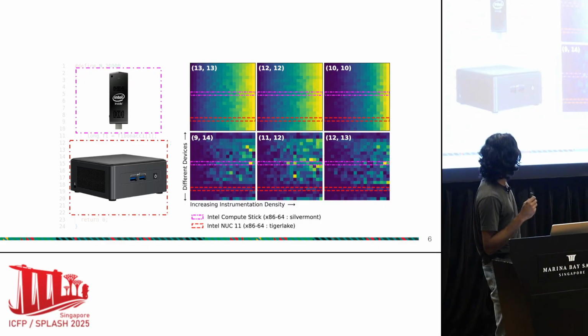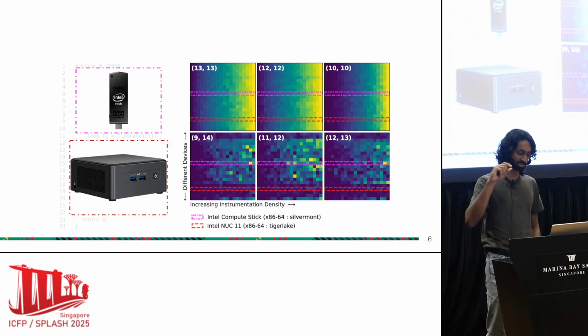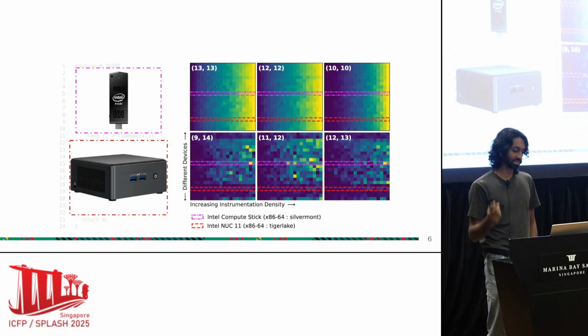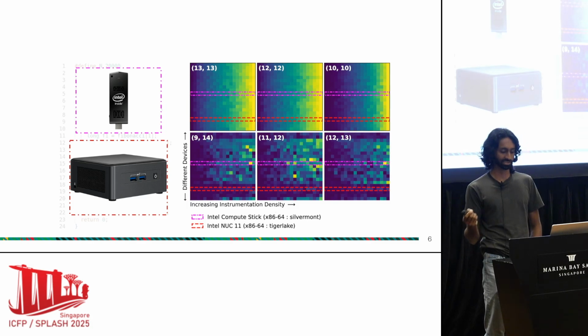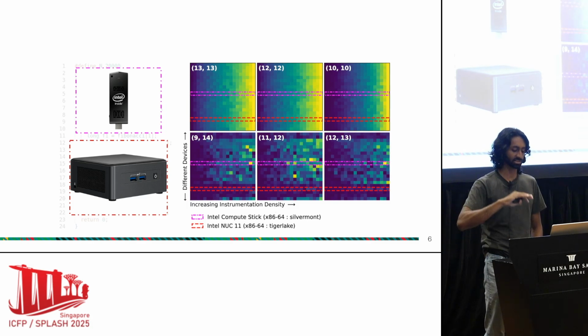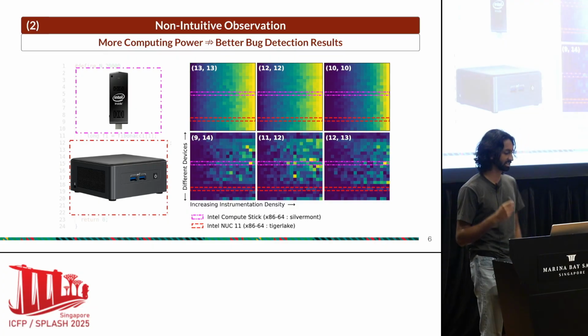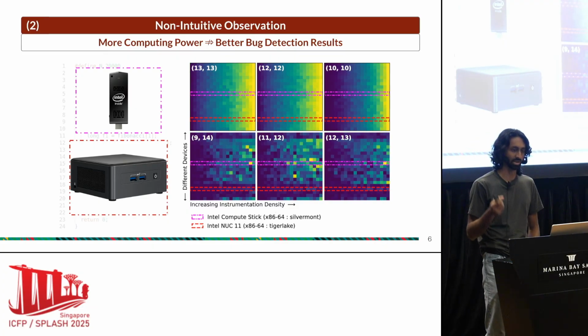And we've highlighted 2 devices here, one, the compute stick in pink, and the NUC 11 in red. The interesting thing here is even though the compute stick is a weaker device, it's actually a much more powerful bug detecting device. As you can see, the NUC is essentially incapable of detecting any of the bottom 3 bugs. And so this brings us to a second non-intuitive observation, which is that more computing power doesn't actually imply that you're a better bug detection device.